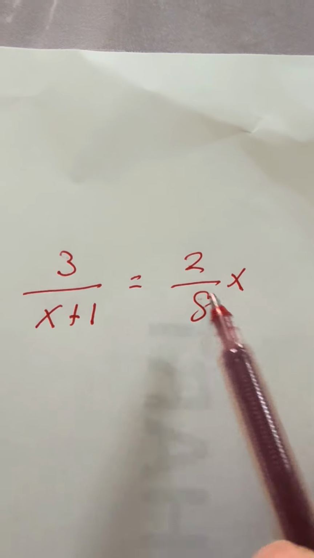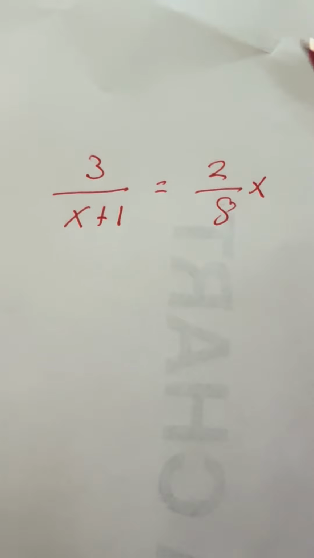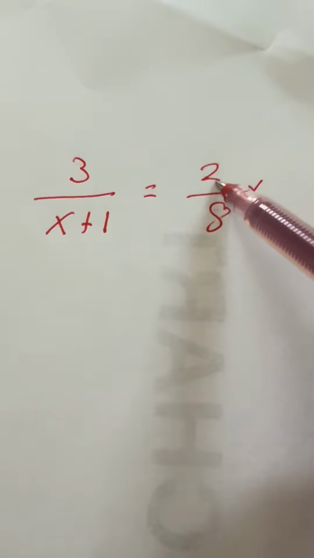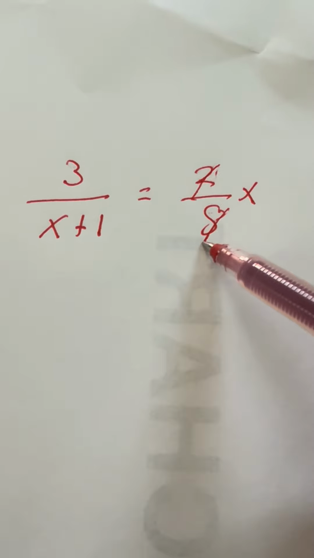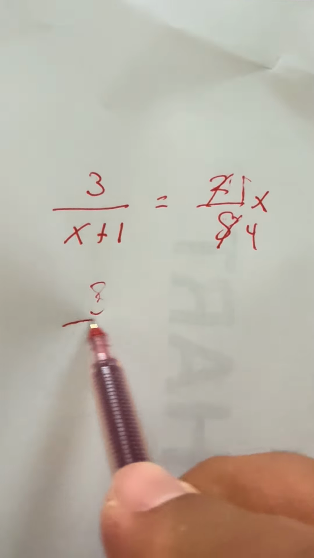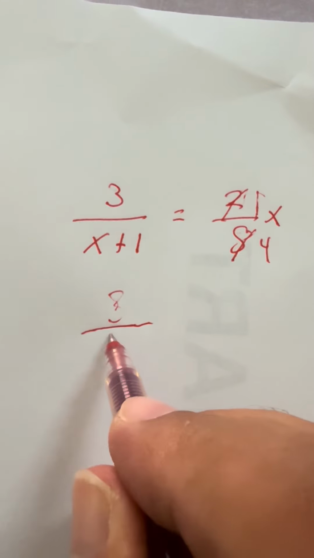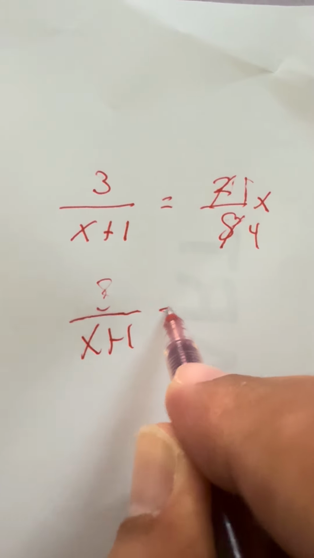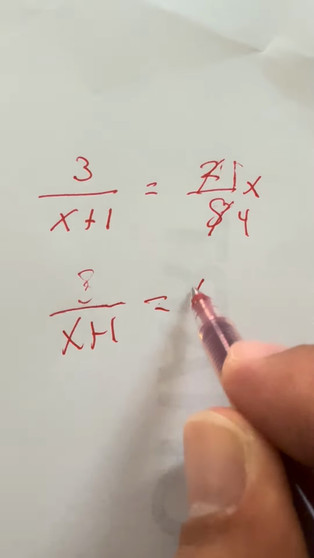All right, let us solve this proportional equation right here. First thing I will do is simplify this fraction right here to 1 over 4. Okay, so our new proportional equation is now 3 over x plus 1 equals x over 4.